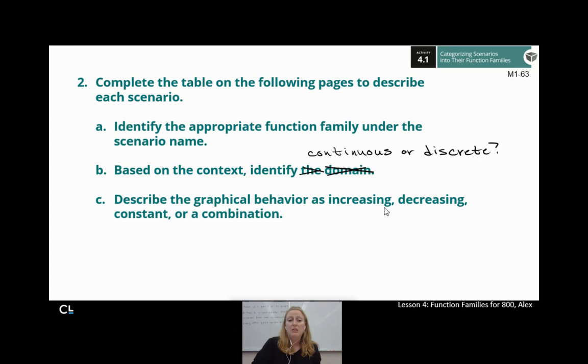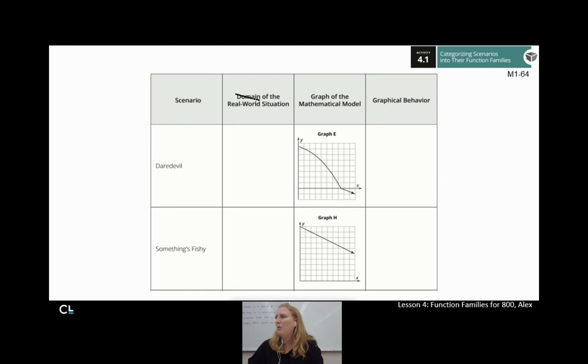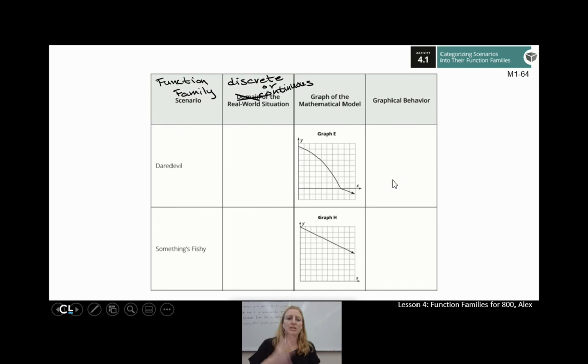So when we're asking about that graphical behavior, increasing, decreasing, constant, or maybe it's doing more than one of those things, that's what we want to know. So go ahead and hit pause to fill in your table, remembering that instead of domain, we're going to say discrete or continuous. Tell me the function family. Tell me if it's discrete or continuous. Describe the graphical behavior, increasing, decreasing, all that stuff. Go ahead and hit pause to fill in your table, and then hit play when you're ready to check your work.